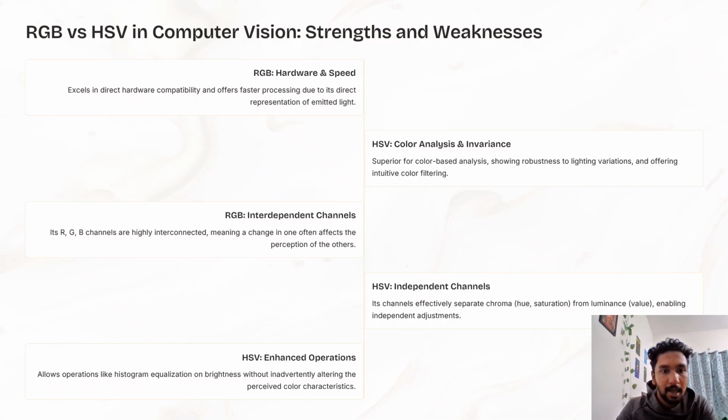RGB channels are highly interconnected, meaning a change in one often affects the perception of the others. HSV is superior for color-based analysis, showing robustness to lighting variations and offering intuitive color filtering. HSV also has independent channels. Its channels effectively separate chroma from luminance, enabling independent adjustment. This allows operations like histogram equalization on brightness without inadvertently altering the perceived color characteristics.